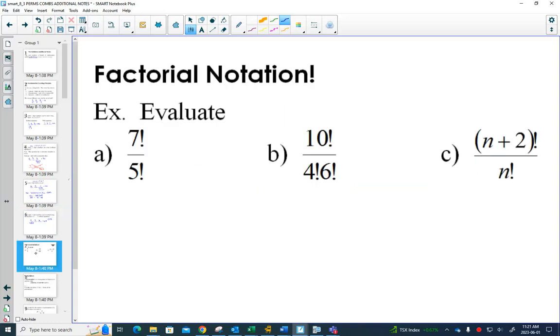Okay, I want you to simplify these 3 without a calculator on your own. All right, let's see how you did.